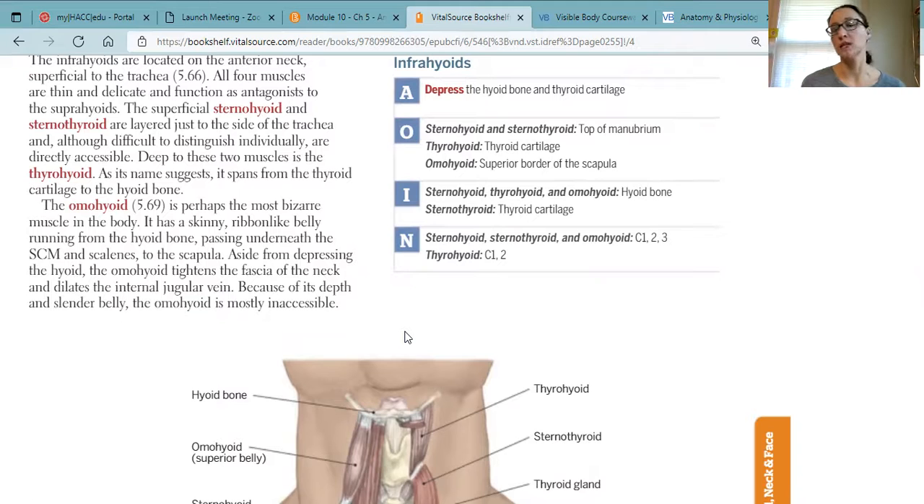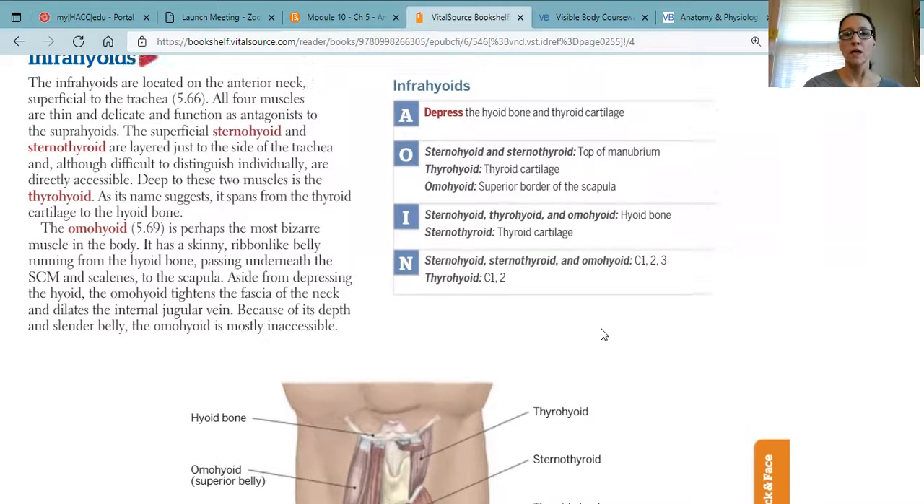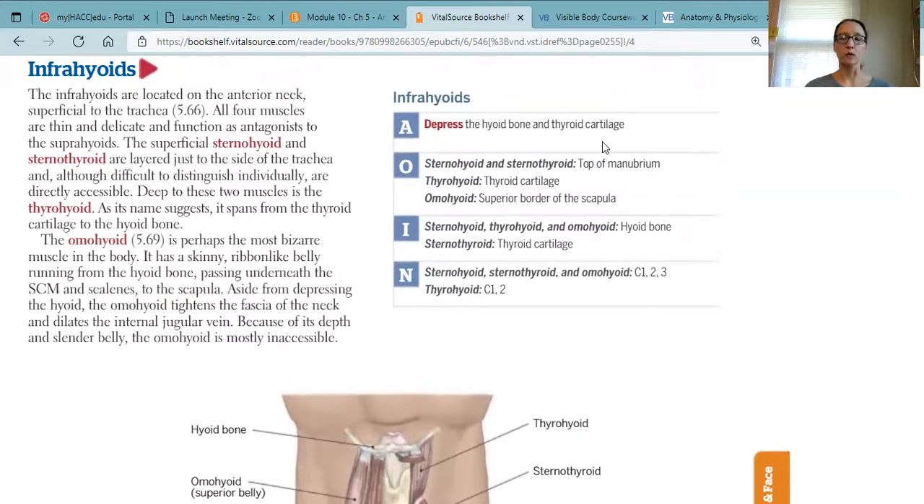Anyway, the infrahyoids here, again, affect the position of the hyoid and the thyroid cartilage, and are mostly inaccessible only because people don't like you messing around with the anterior trachea here. You actually can palpate these a little bit if you put your fingers on either side of the trachea and push straight back. But again, no one's going to want you to do that to them, but you can do it to yourself. Okay. They depress the hyoid bone and thyroid cartilage. So they are antagonists to the suprahyoid muscles. And that's all that I really need you to know there, okay? That they depress and that they're antagonists to these suprahyoids. They are thin, delicate muscles.